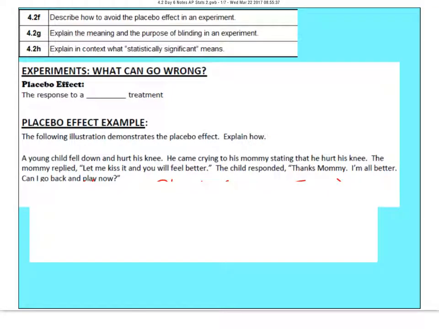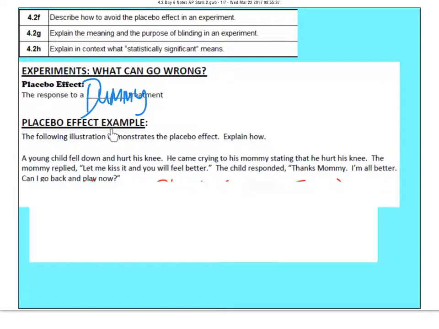This is the response to a dummy treatment. It's like if you give someone some aspirin. Maybe one group actually has some aspirin that they take, but a second group has a sugar pill that they think is an aspirin, and we want to see if that influences their response.